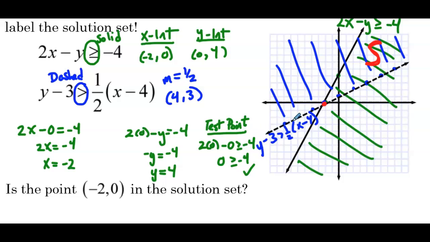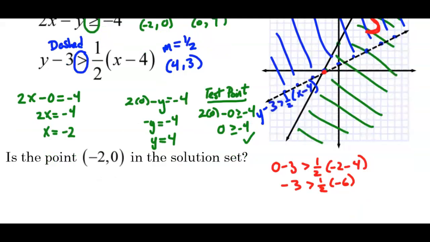Right? If we plugged any point on this line into the inequality, so for instance, negative 2, 0, if we plug that in, and I'll do that down here, we'd have 0 minus 3 is greater than 1/2 times negative 2 minus 4. So we'd have negative 3 is greater than 1/2 times negative 6. So we'd have negative 3 is greater than negative 3, which is not true. So that means any point on this line is not part of the solution set of y minus 3 is greater than 1/2 times x minus 4.